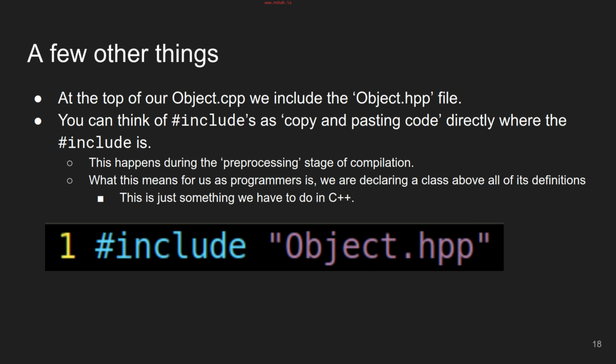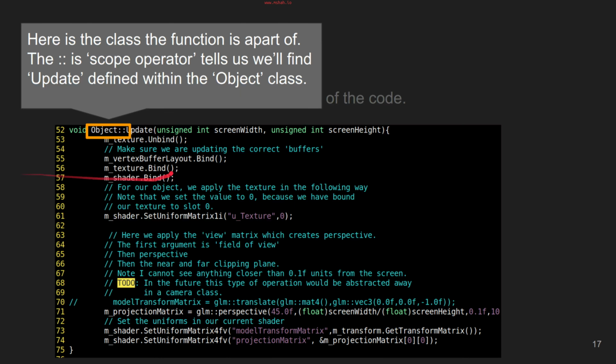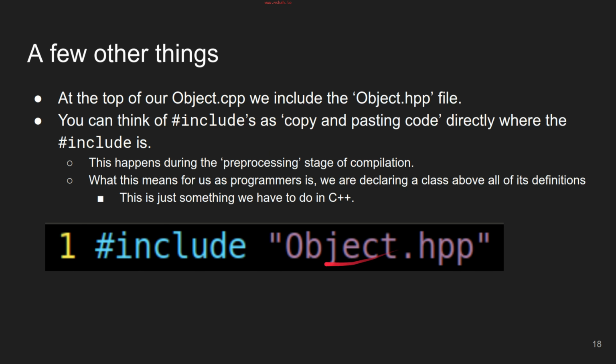Okay, a few other things that we're going to do. At the top of our CPP files, we're also going to include our header files. In our implementations, these CPP files, we need to include the class or the blueprint that says, these are our member functions, our declarations. We're declaring them ahead of time, and then saying what we're going to actually do. When you see includes in C++, you can think of this as copying and pasting code directly where the include is. During the compilation stage, you're essentially doing a copy and paste of everything that's in this HPP file into your C++ file.